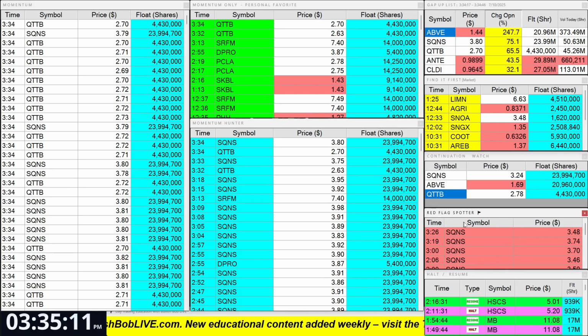The major red flag spotter, these are all red because, again, these are all red flags. You can see right now, let's see, it's 3:35 at the time of this alert. 3:26 was the last red flag at 3:48. And we can see SQNS was hitting 379, so we're getting some potential pops here. And you can pull this up on the chart.